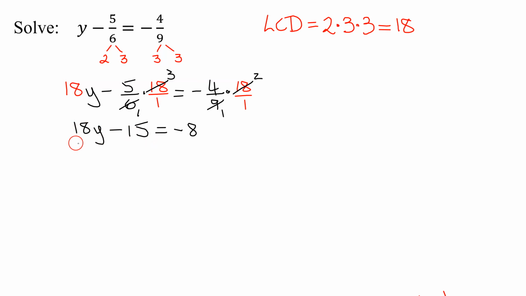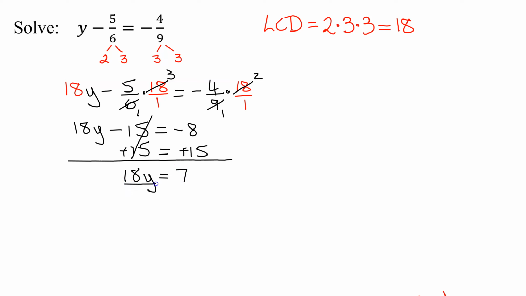So now I need to get my variables on one side, my constants on the other. Since there's only one variable, I'm going to leave it where it is and move the constant of 15. So since I have minus 15 here, I'm going to do the opposite. I'm going to add 15 to both sides. Because negative 15 plus 15 is 0, I get 18y equals negative 8 plus 15 is positive 7.